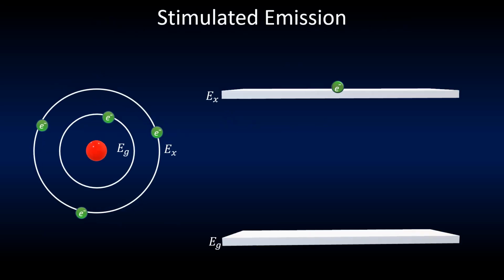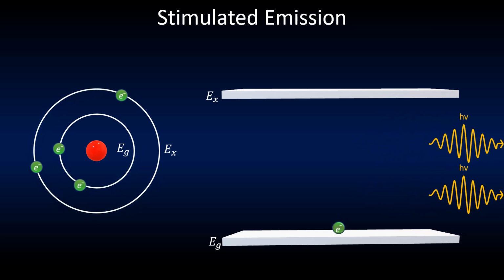Now we'll see stimulated emission. When an electron is already in an excited state and a photon hits this electron, the electron falls back from a higher energy level Ex to the lower energy level Eg by emitting two photons in a same phase and same direction. This is called stimulated emission.